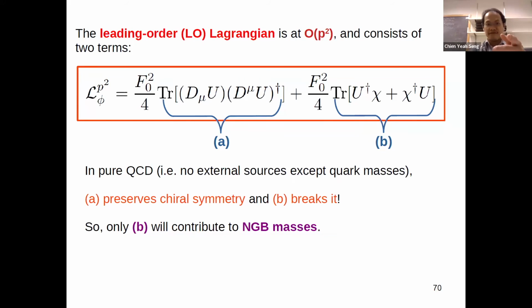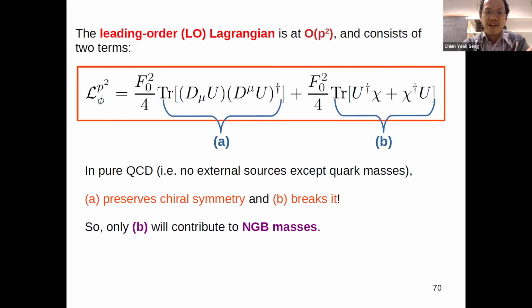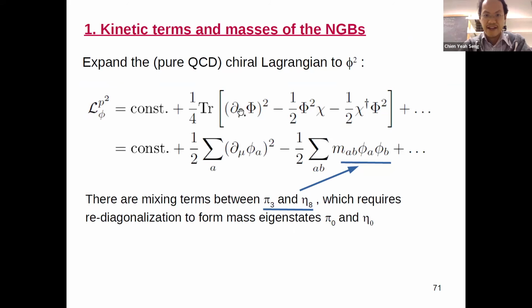Now to make use of this Lagrangian and to obtain the kinetic term, mass term, and interaction term of the Nambu-Goldstone boson, we have to expand the matrix U. So let's first study the masses. If we expand the U to second power of the Nambu-Goldstone boson, then you get terms like this. We have a constant, and then you have the kinetic terms of the Nambu-Goldstone boson, and then you also have quadratic terms of the Nambu-Goldstone bosons. So these quadratic terms give rise to the masses.